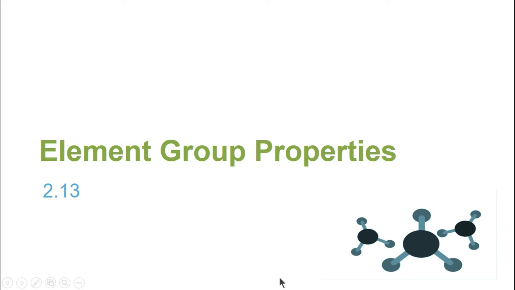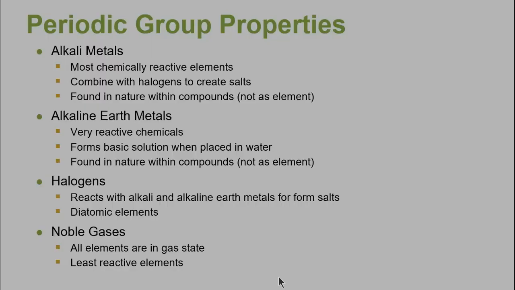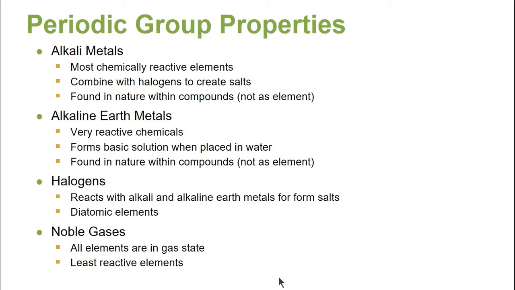Our final section of this electrons unit is element group properties. And I just wanted to talk a little bit about a few of the properties of the different groups. Remember, groups are called groups because all the elements in those groups behave similarly chemically. And so we can talk about some of the chemical behavior of these groups.